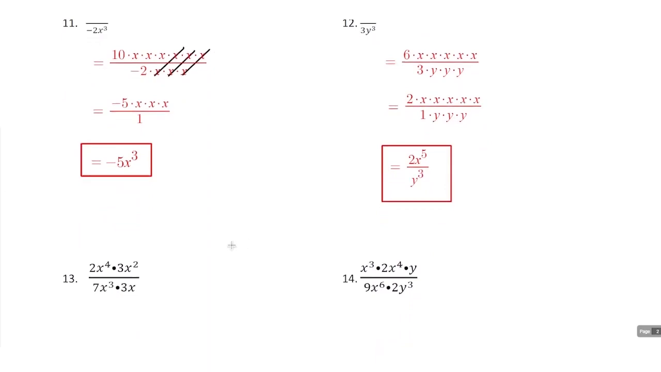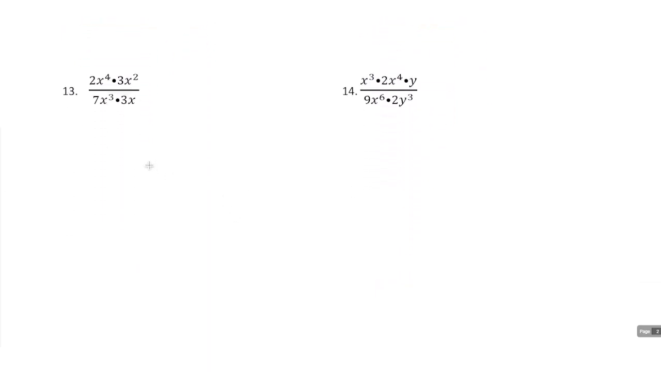Number 13. Ooh, we've got some multiplication and division, so we're going to have to do both of these, and we'll kind of do them separately here. 2x to the 4th. Before I do all that, I'm going to regroup. So 2 times 3 times x to the 4th times x squared, all over 7 times 3 times x cubed times x. And then I'm going to do my multiplication here.